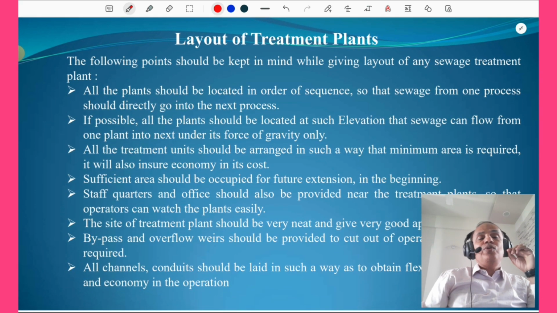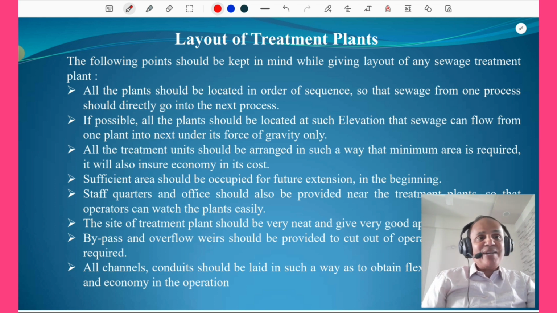Then we have to discuss the layout of the treatment plant as discussed in that figure earlier. The following points should be kept in mind while giving the layout of any sewage treatment plant. All the plants should be located in order of sequence so that the sewage from one process should go directly into the next process. That is important. From one process, sewage should go to another process.